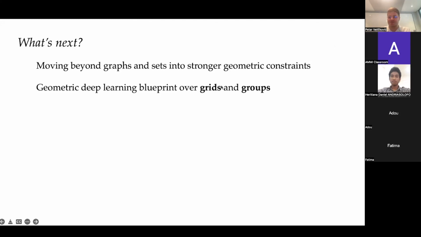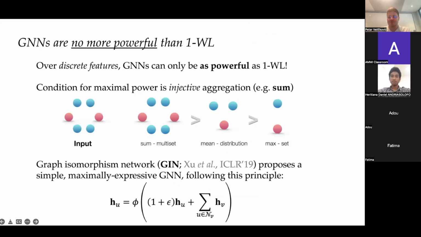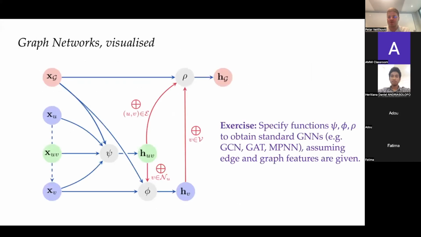Okay, that's a good question. So I think it will be easiest to visualize it if I show you again the data flow of the graph network model. So this picture here. So imagine that you're predicting something on the level of nodes, edges, and graphs. So you have some label for both HV, HUV, and HG.